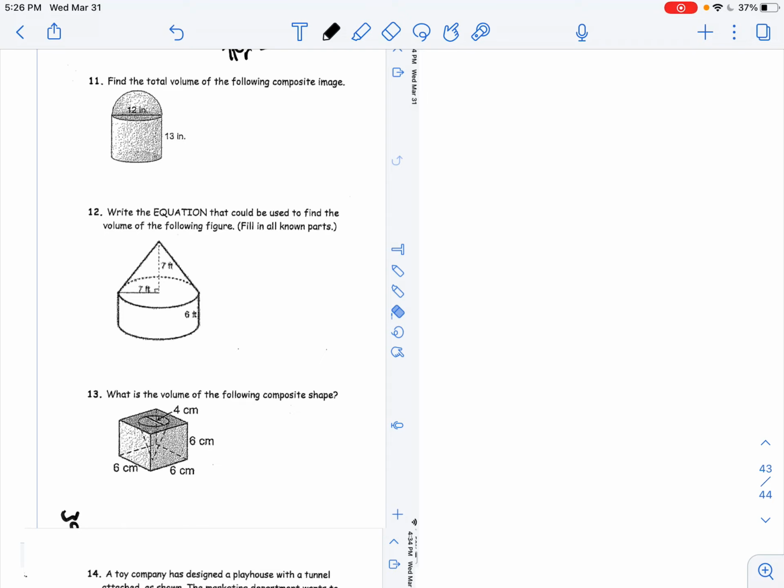This is the Unit 8 review, Part 2. We're starting with problem number 11. It says find the volume of the following composite image. All right, so we can see that this shape on the top is a hemisphere.